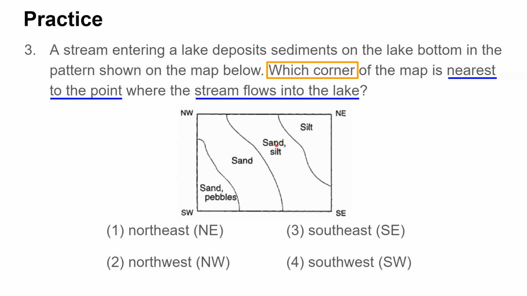There's sand and silt, sand, sand and pebbles. Silt is the smallest size particle here. Pebbles are the largest. So that tells me that this area is where the water first entered into this lake. So the stream must be somewhere in this bottom left-hand corner. So we're looking for the southwest corner. That's answer choice number 4.